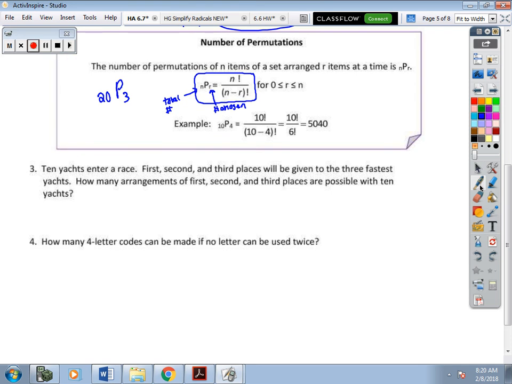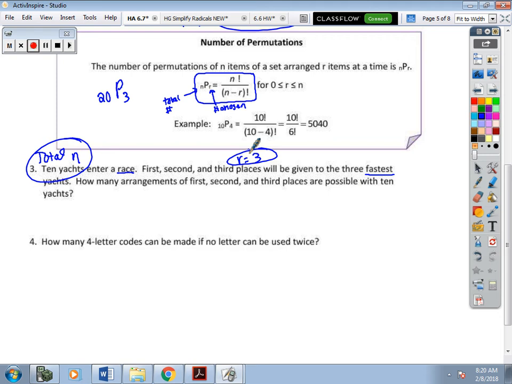All right, so number 3, 10 yachts enter a race. So that would be the total number, which is our variable n. First, second, and third places will be given to the 3 fastest yachts. Because they tell you that, first of all, it's a race, and they're giving awards to the fastest, you're going to get a first, a second, a third. The order matters in which you're selected. So we're choosing 3, so r would be 3. How many arrangements of first, second, and third places are possible when there are 10 yachts?